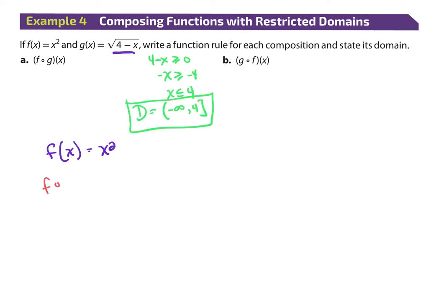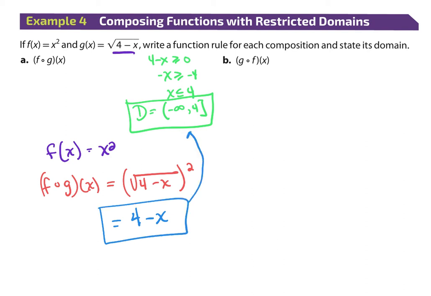So f of g, instead of x squared, I'm going to have the g function squared. What happens when I square a square root? The root goes away. So f of g is just going to be 4 minus x. All right? That is my f of g.